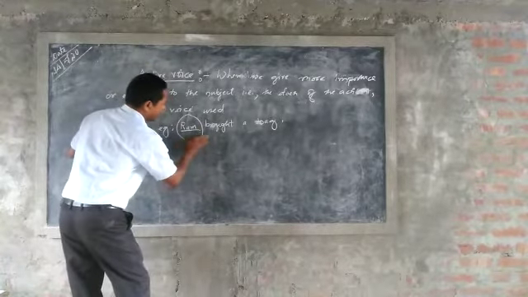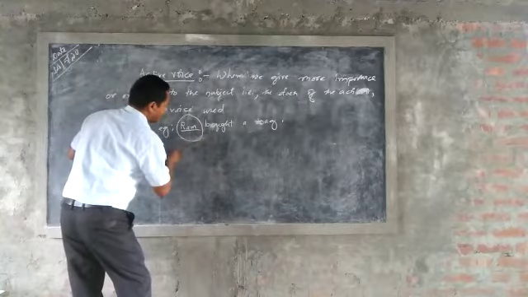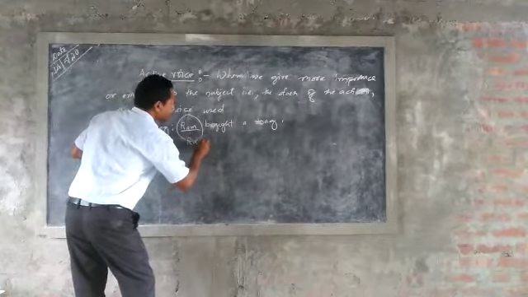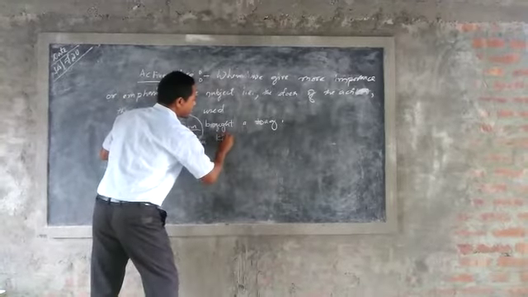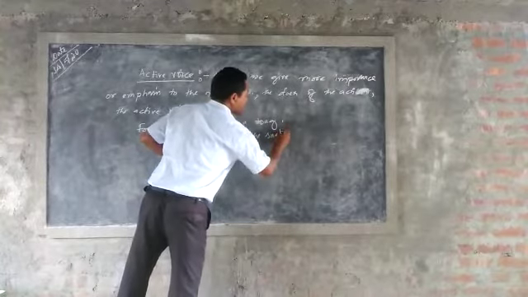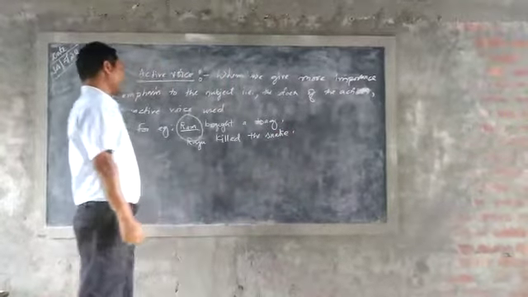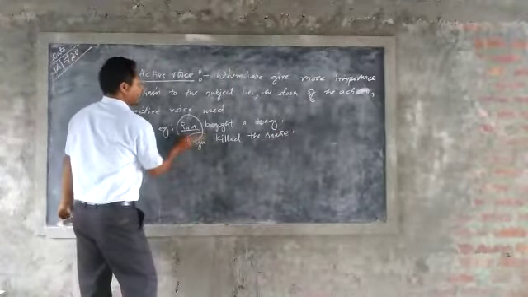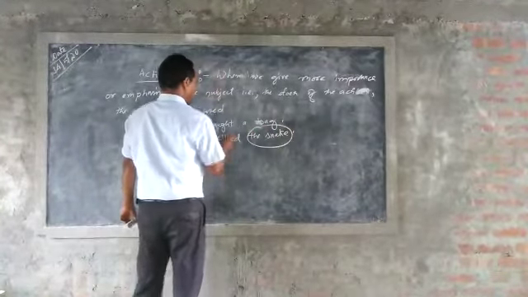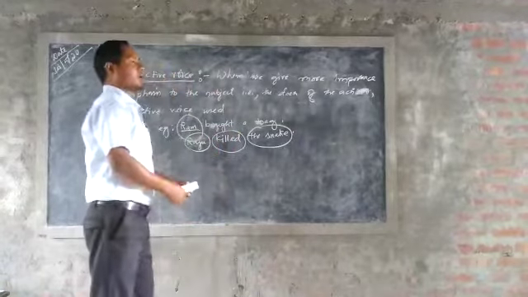Let's take one more example. Razu killed the snake. So in this sentence also, Razu is the subject, the snake is the object, and killed is the verb or action word.